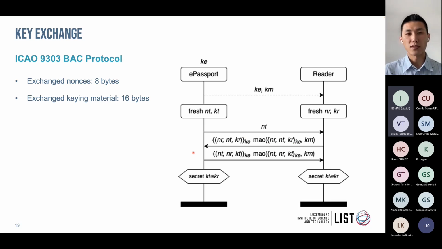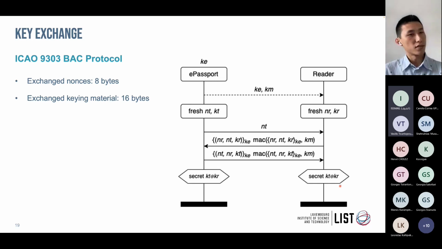Once the passport receives this information, it first checks if the message was modified by any third party or adversary. If not, the passport decrypts the message to get NR, NT, and KR. Once it finishes those steps, it encrypts NT, NR, and KT, which is generated by the passport, and signs the whole message to the reader. At the final stage, they use KT XOR KR as the session key. So that's the simplified version of the BAC protocol for the passport.